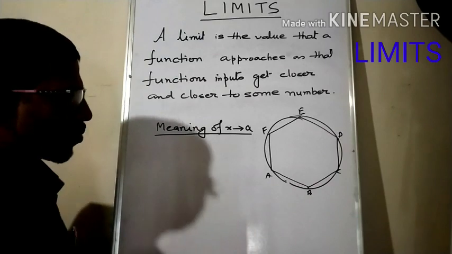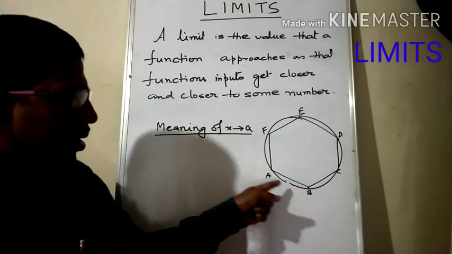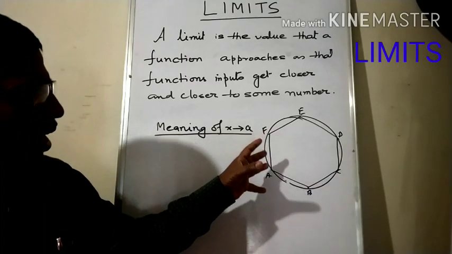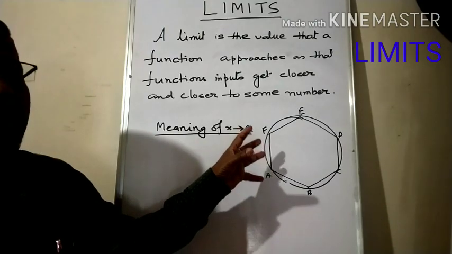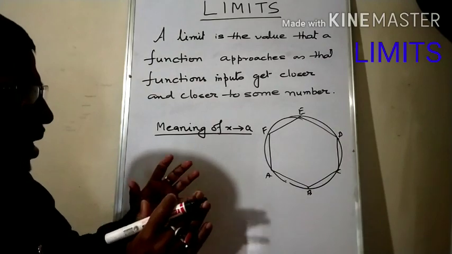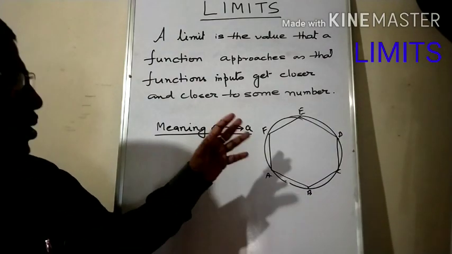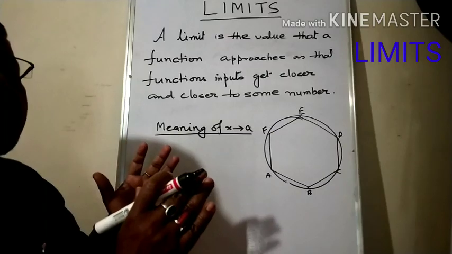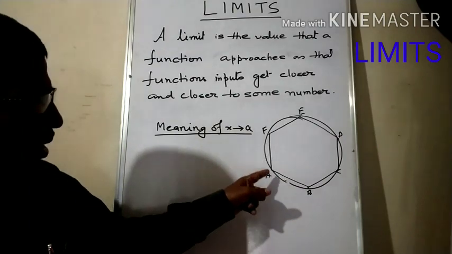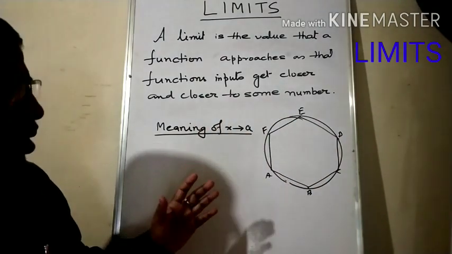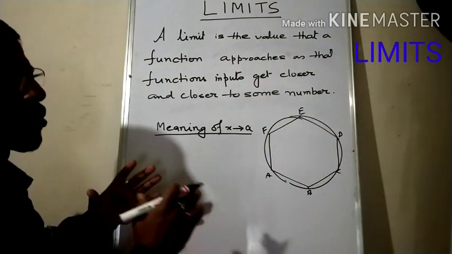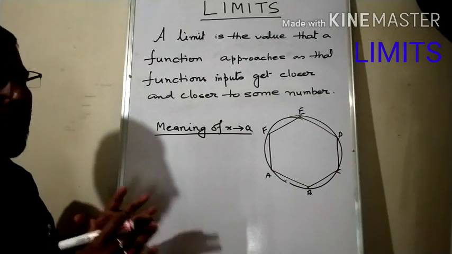For example, if you consider this circle, and if you consider a polygon, the area of the polygon can never be equal to the area of the circle. If we increase the number of sides of the regular polygon, the area of the polygon approaches the area of the circle but cannot be equal.